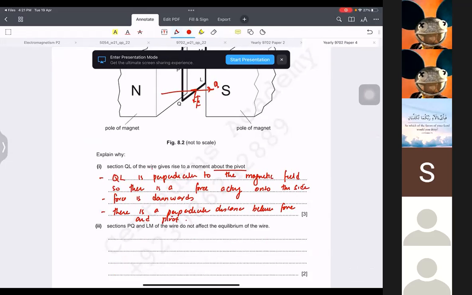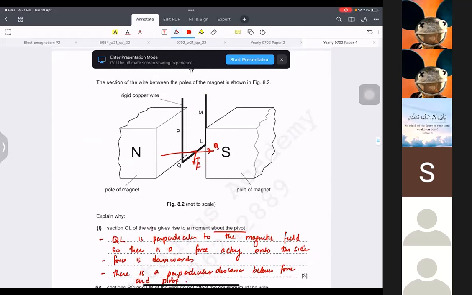Now it says sections PQLM do not affect the equilibrium of the wire because the current is going like this. This is the field. Current is down, field is this, so this applies force outward. This applies force this way.